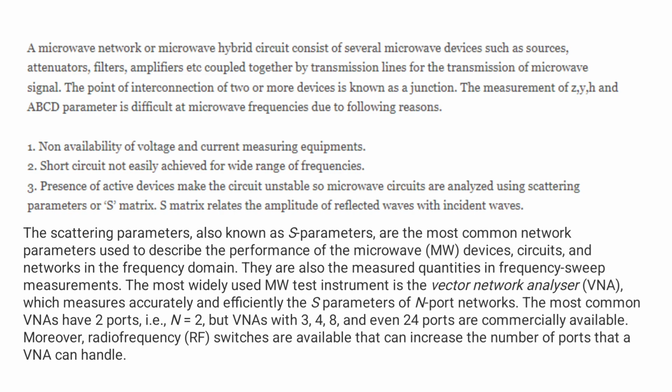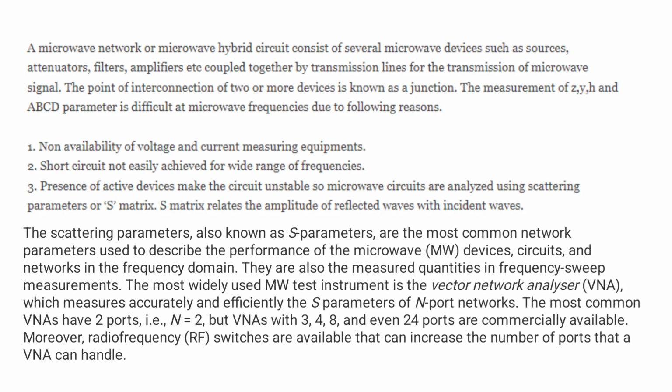The measurement of Z, Y, H and ABCD parameters is difficult at microwave frequencies for some reasons, which are listed here. The first is non-availability of voltage and current measuring equipment. The second is that a short circuit is not easily achieved for a wide range of frequencies. And the final one is that the presence of active devices makes the circuit unstable.